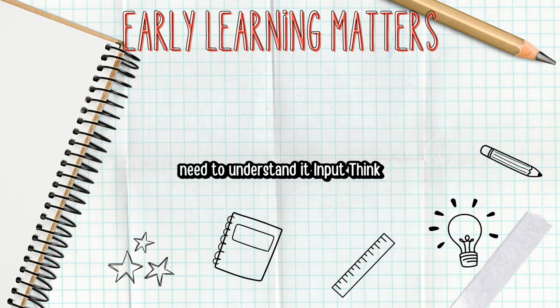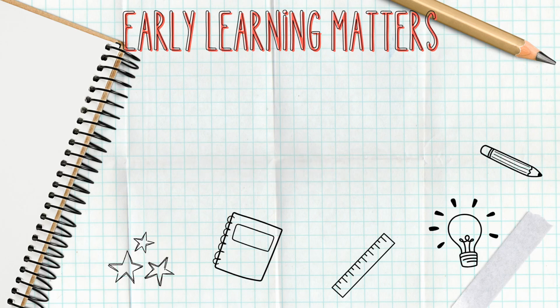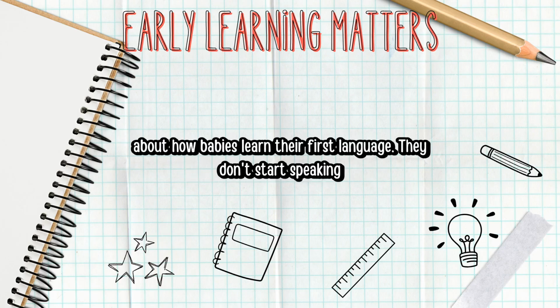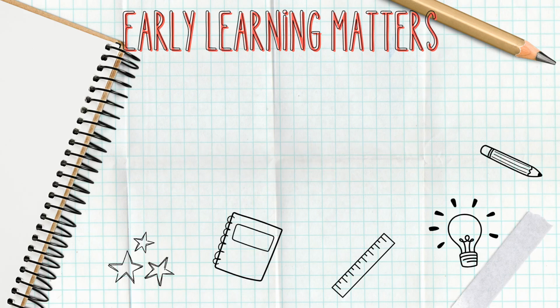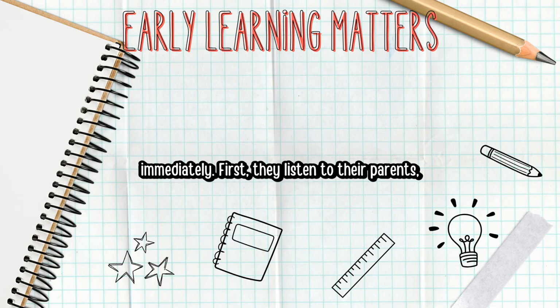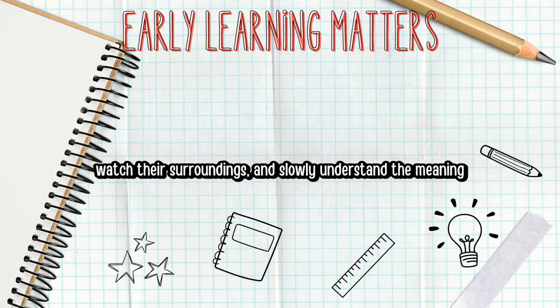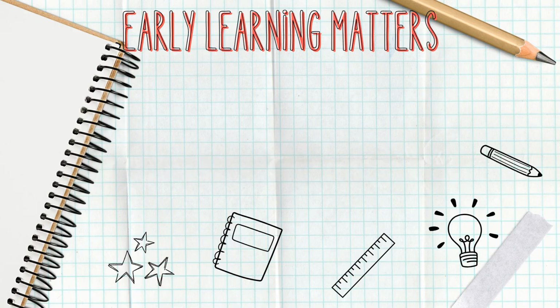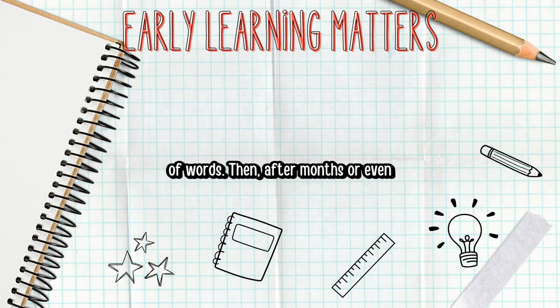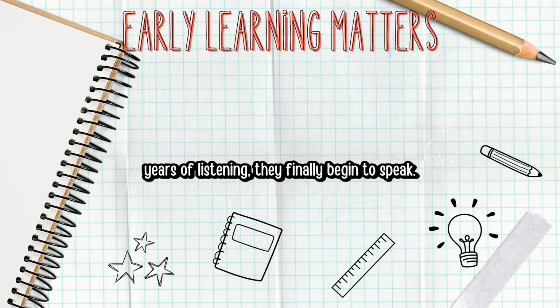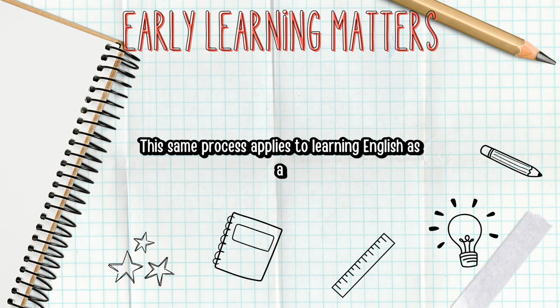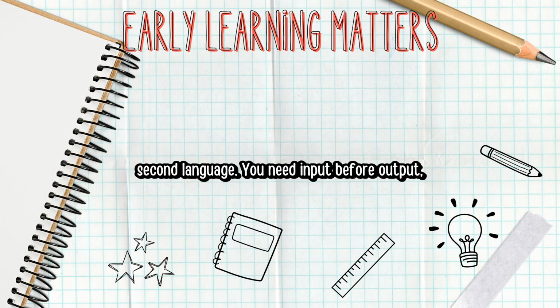understand it. Input. Think about how babies learn their first language. They don't start speaking immediately. First, they listen to their parents, watch their surroundings, and slowly understand the meaning of words. Then, after months or even years of listening, they finally begin to speak. This same process applies to learning English as a second language. You need input before output.